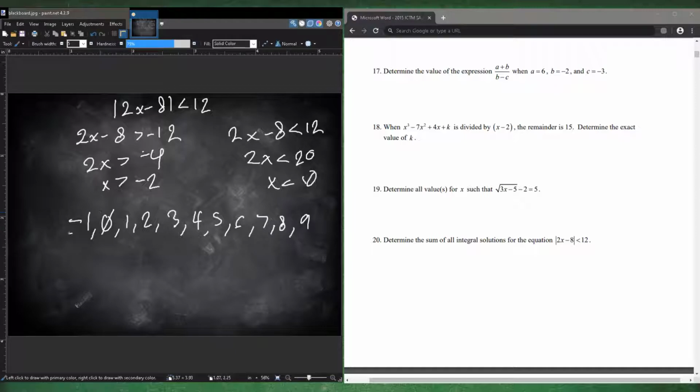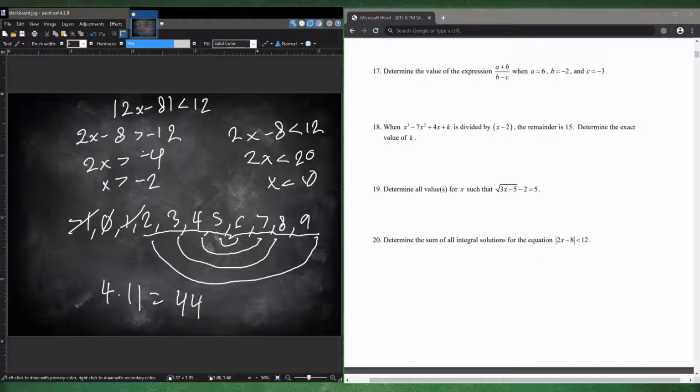Right, so 0 is nothing. 1 cancels out negative 1, so we just have 2, 3, 4, 5, 6, 7, 8, 9. Right, so 2 and 9 makes 11. 3 and 8 makes 11, 4 and 7 makes 11, and 5 and 6 makes 11. So we have 4 of them. So 4 times 11 equals 44. And that is your answer for 20.